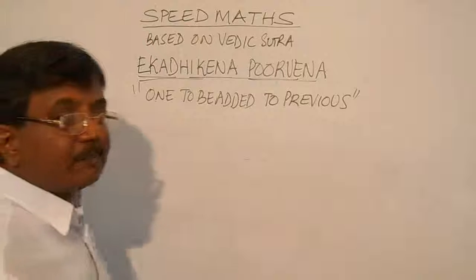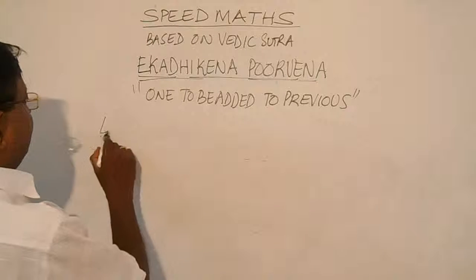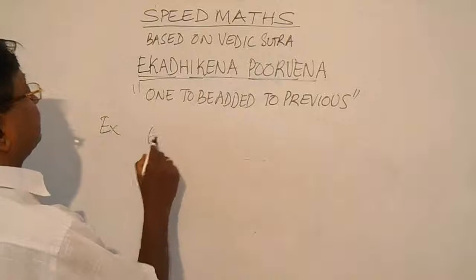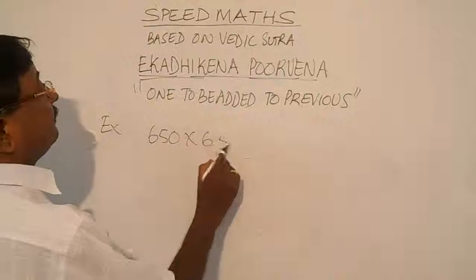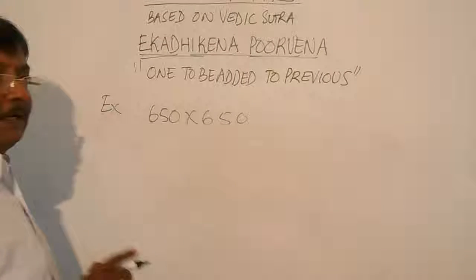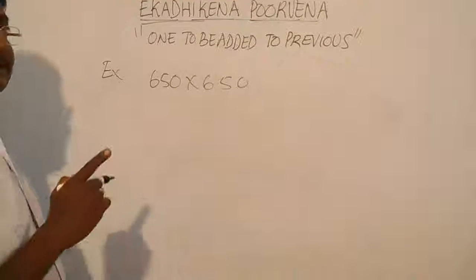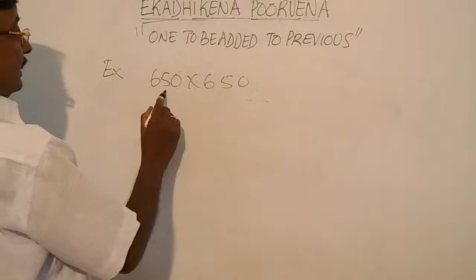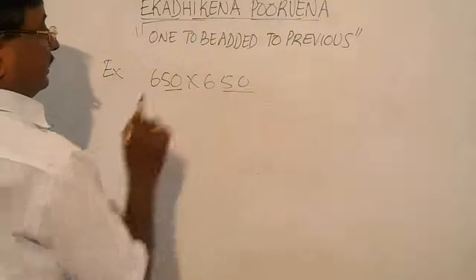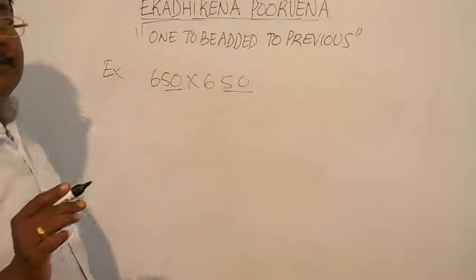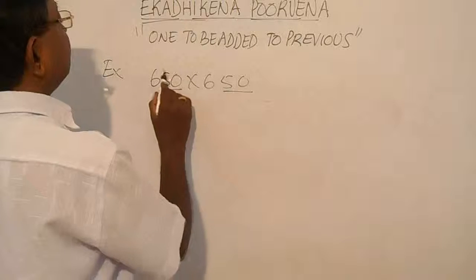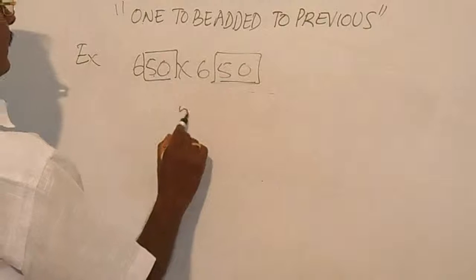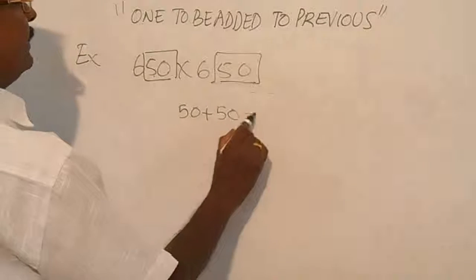We'll see now one more example, that is 3-digit multiplications. Example 650 into 650. Now we'll see the multiplier and the multiplicand, whether the situations of ekadikena purvena apply here or not. Here 50, the last digits of the multiplier and the multiplicand equal to what? We'll see here the last two digits. So 50 plus 50, which equals 100.